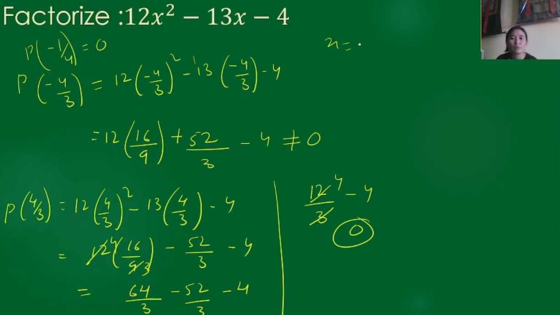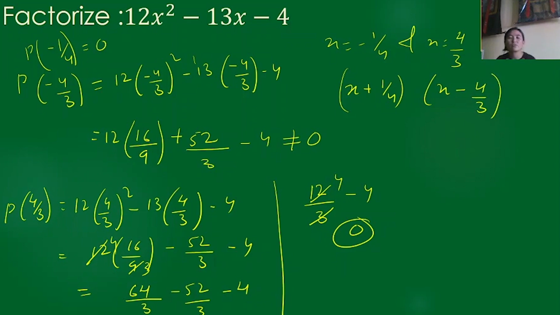So at x equal to minus 1 by 4 and x equal to 4 by 3, you are getting the value of the given polynomial 0. Therefore we can say that x plus 1 by 4 and x minus 4 by 3 are the factors of the given polynomial. So this can be written as 4x plus 1 and 3x minus 4 are the factors.